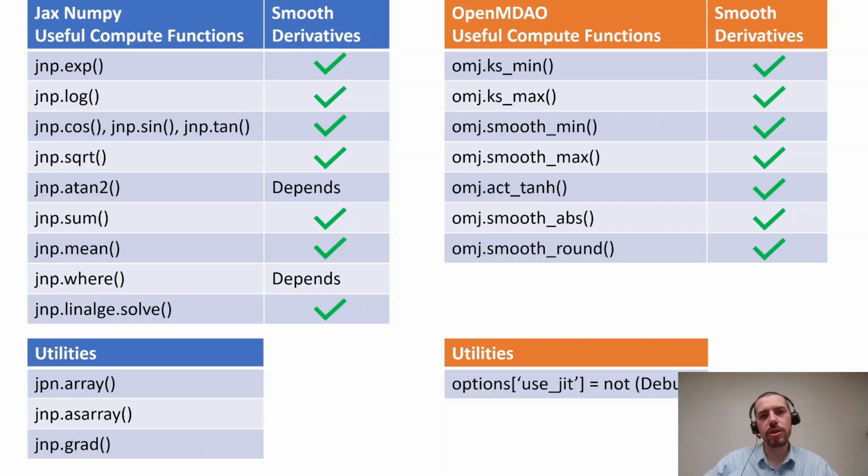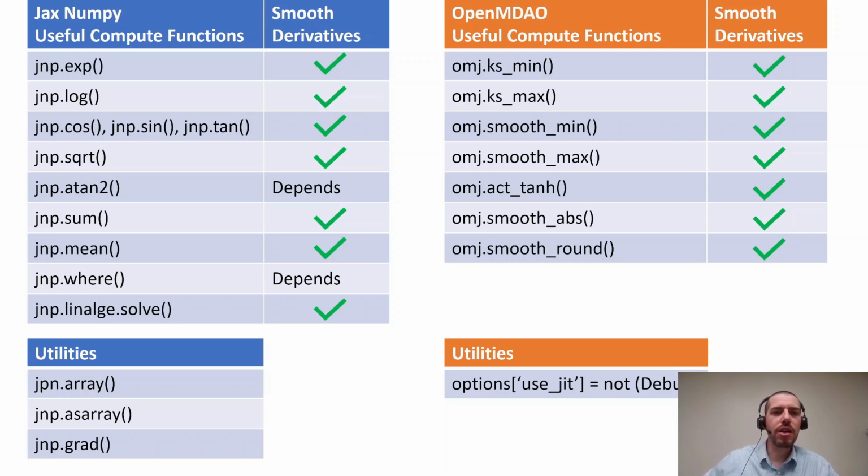Next, let's talk about some of the useful functions that both the JAX NumPy and the OpenMDAO libraries provide to you to make your experience in auto differentiation a little bit smoother. On the left-hand side here, we have everything that's supplied by the JNP library. These are things like exponent, log, cosine, sine, tangent, square root, atan2, sum, mean, jnp.where, which is interesting. We'll talk about that in a moment, and linalg.solve.